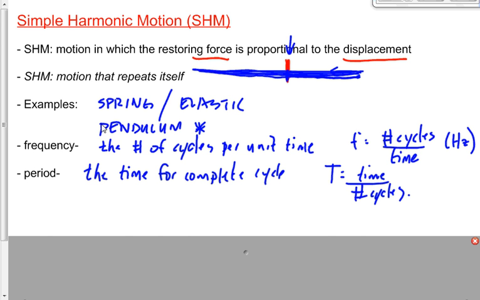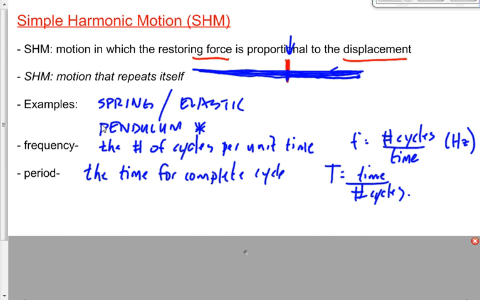Now, what do we mean by one cycle? If I take my keys up and I let them go and they act as a pendulum going back and forth here, is this one cycle? Or is this one cycle? The back and forth motion is one cycle. So we're talking about from one spot back to that spot. That's the cycle. Okay?